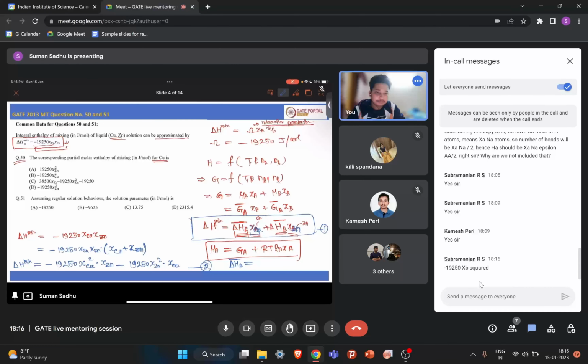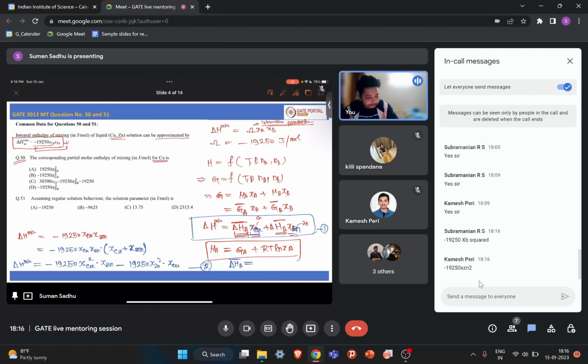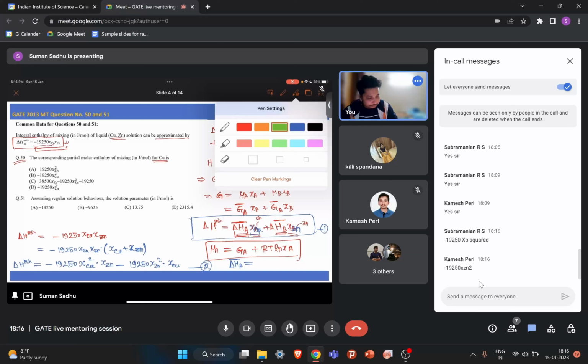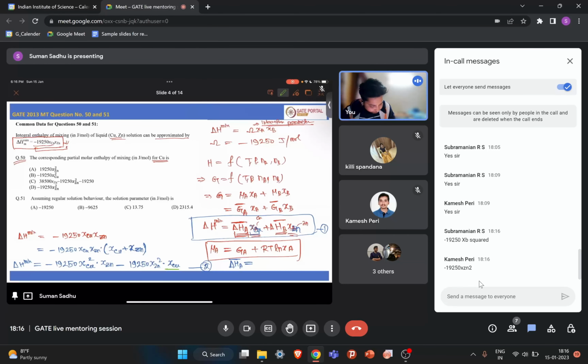Anyone? XB square. Yes, XB means zinc. So here you can see that the coefficient is x of copper. Here also the coefficient is x of copper.